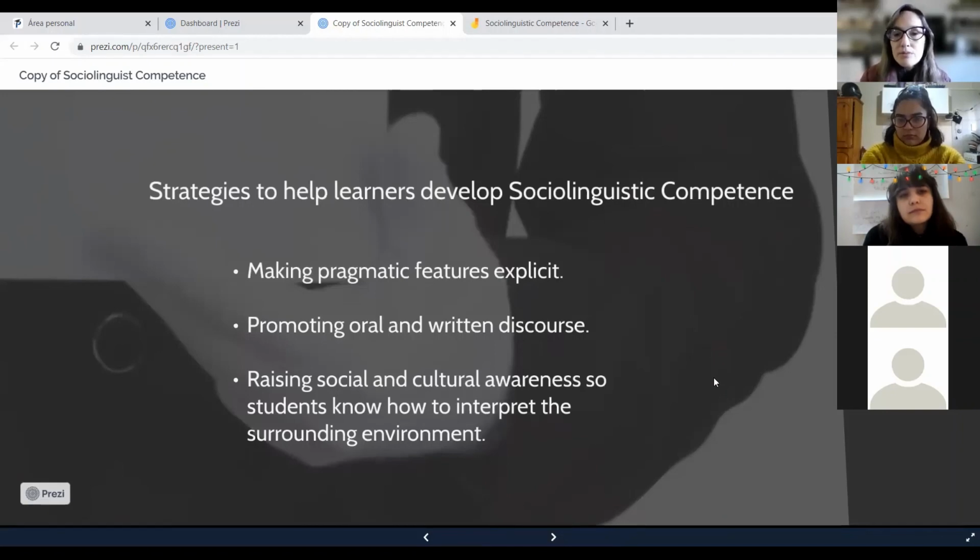And then also raising awareness so that students can interpret the surrounding environment, especially when we need to think about another culture, not only our own. Sometimes social appropriateness rules are not the same in one country and another. That's our politeness rules, let's say.